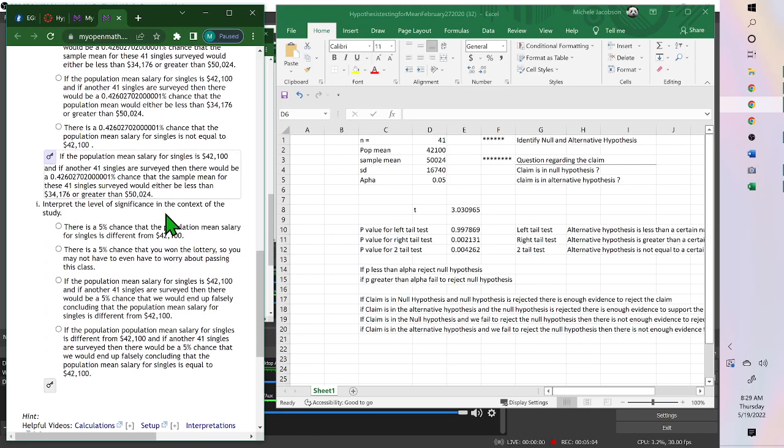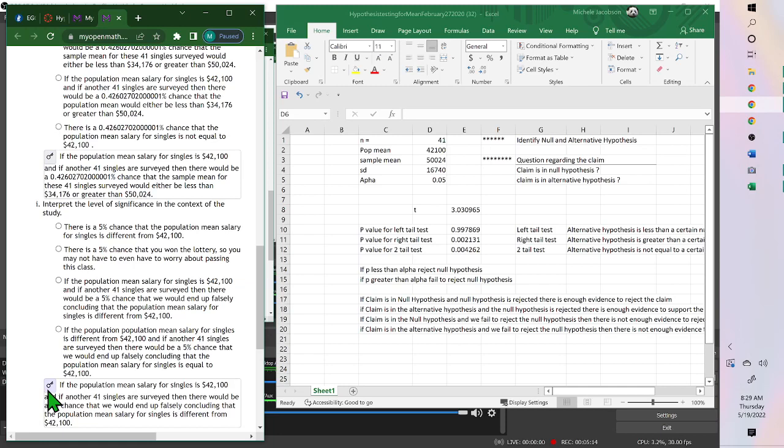Interpret the level of significance in the context of the study. Level of significance is the 0.05 that we were given. And if the population mean salary for singles is 42,100 and another 41 singles are surveyed, there's a 5% chance that we would falsely conclude that the salary is different. So it's telling you if that was true, there's a 5% chance you would say it wasn't.